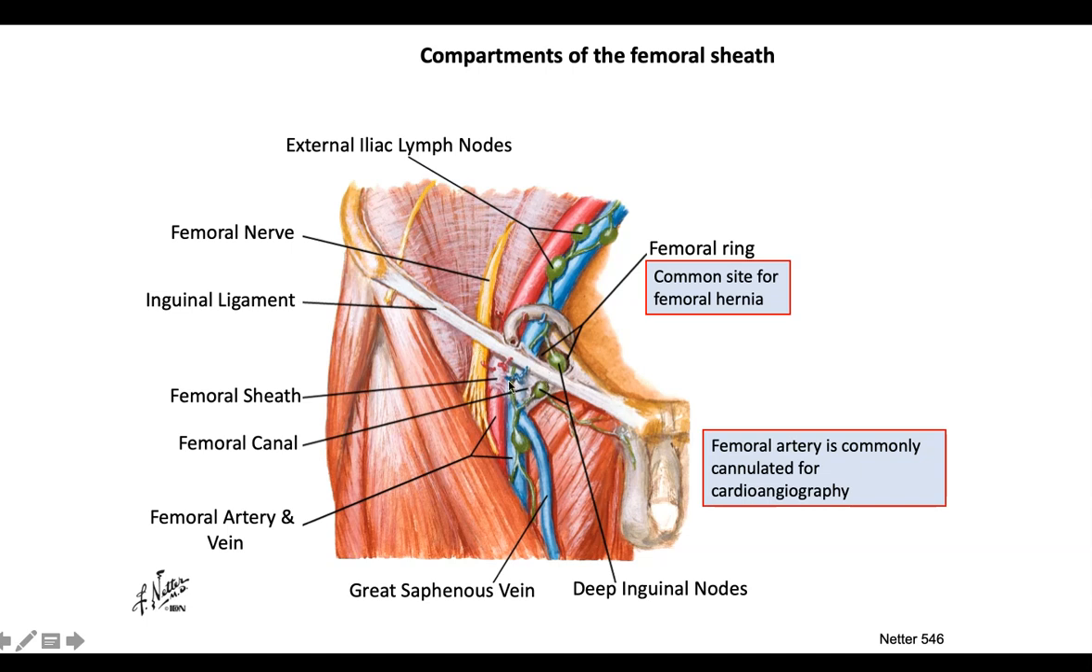Femoral artery and femoral vein bisect the femoral triangle. They lie in the midline. They bisect the femoral triangle, and the femoral artery is commonly used for coronary angiogram or cardioangiography.